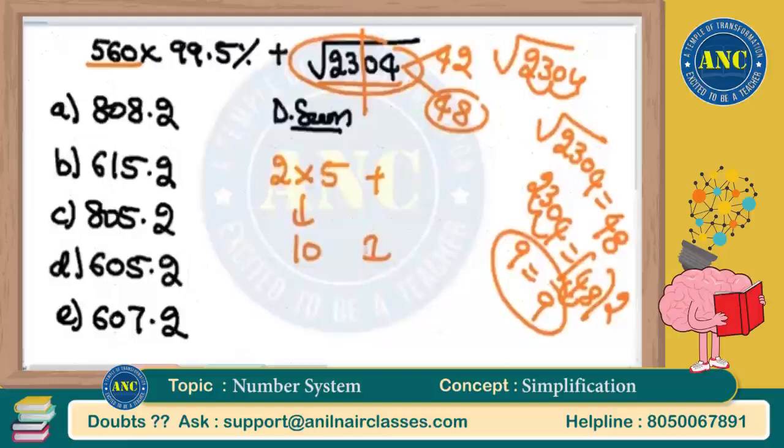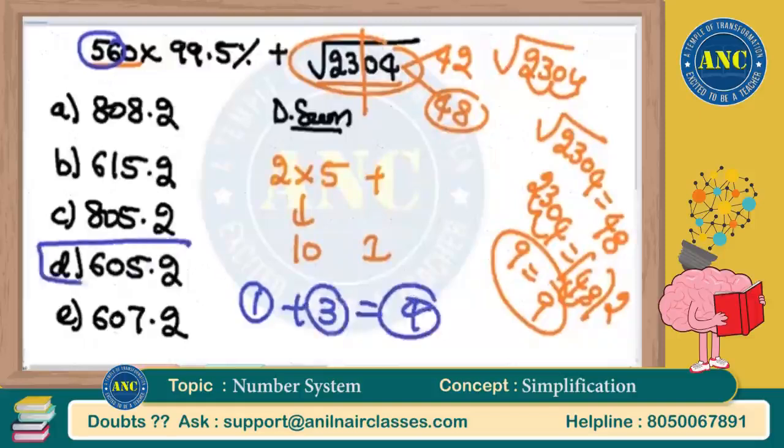So what is the digital sum of this number? For this number it is 1 into 5, 2 into 5, 10. So it is 1. Next it is 3. 1 plus 3 is 4. So 605.2. 6 plus 5, 11. 11 plus 2, 13. 1 plus 3, 4. I hope it is clear.